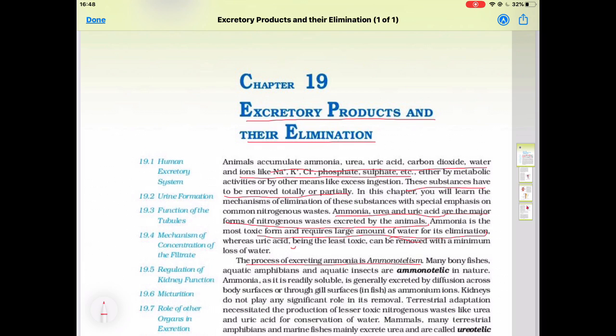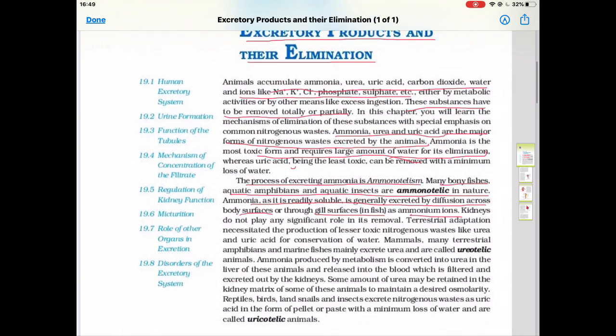The process by which ammonia is released is known as ammonotelism. Many bony fishes, aquatic amphibians, and aquatic insects, those that live in water, excrete ammonia and they are ammonotelic in nature. Ammonia, as it is readily soluble, is generally excreted by diffusion across the body surface or through the gill surface in fish as ammonium ions. So, ammonia is diffused through their body surface or by the gills and passed out from the body. Kidneys do not play any significant role in its removal.